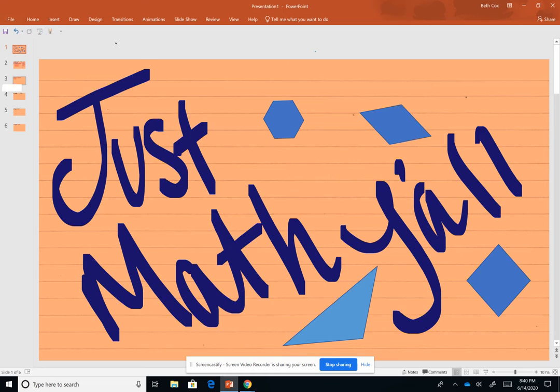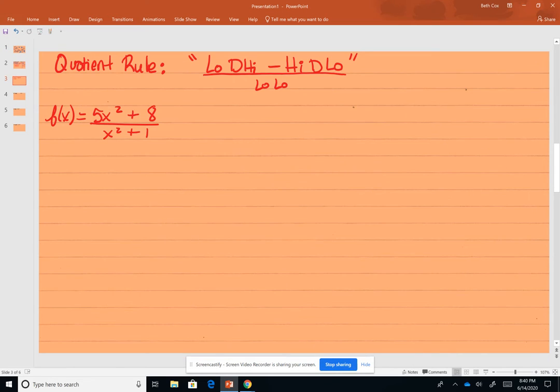Here we go. The quotient rule, I learned it as a little jingle. Low-de high minus high-de low over low-low. And I know that just sounds about as country as it could get, and maybe it was. But there it is. It works. Low-de high minus high-de low over low-low. It's just math, y'all.